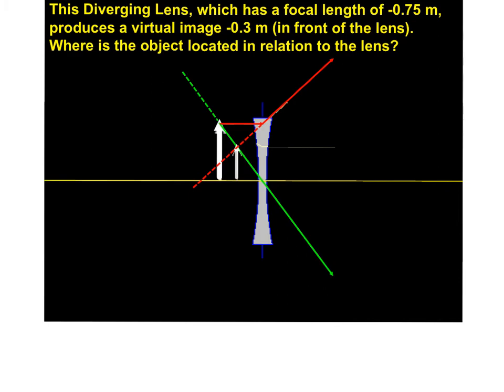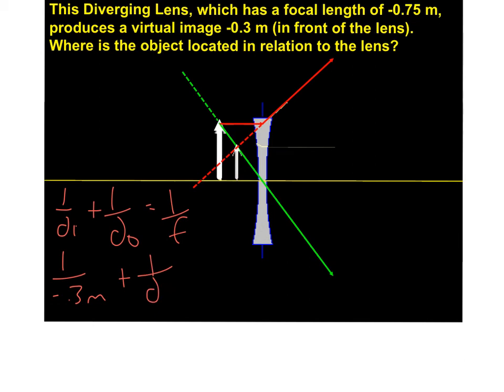Diverging lenses always produce virtual images, so diverging lenses will always have a negative DI. So we have what we need here. The point of the problem, if you read carefully, is to solve for your DO. So we have our DI and we have our F. This should be pretty easy to do. Again, you're going to want to start with your equation, 1 over DI plus 1 over DO equals 1 over F. And then we'll substitute in our DI, which happens to be negative 0.3 meters, plus our DO, which we do not know, equals 1 over F, which is negative 0.75 meters.